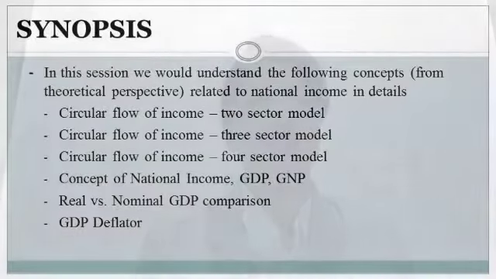Today, what we will be understanding in the first module of your subject, microeconomics, is the circular flow of income. The circular flow of income is categorized into three models: the two-sector model, the three-sector model, and the four-sector model. Now, these models have evolved as and when the economy has evolved over a period of years.